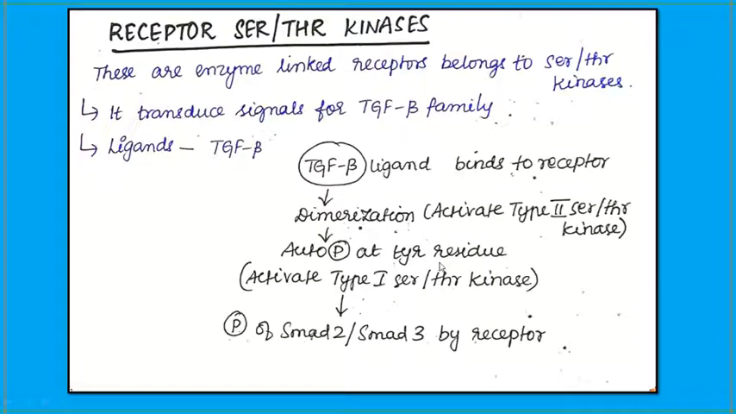Very simple. Listen carefully. Your TGF beta is the ligand that will go and bind to the receptor. That will cause receptor dimerization. And dimerization happens by activation of type 2 serine threonine receptor kinases. Now this type 2 serine threonine kinase is activated. This will activate type 1 serine threonine kinases, and due to this, auto cross phosphorylation of the receptor will take place at tyrosine residues.